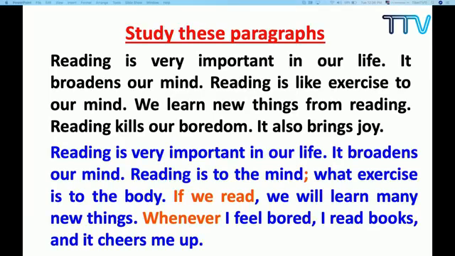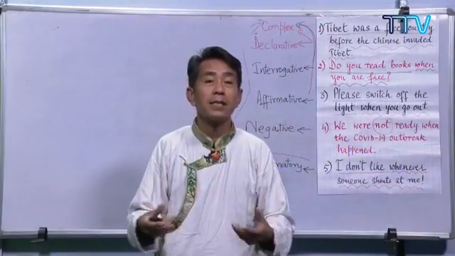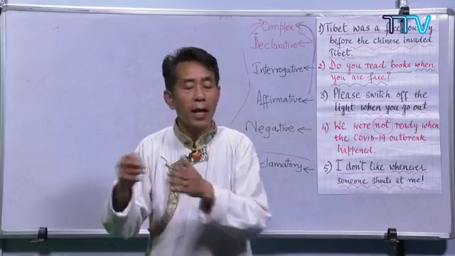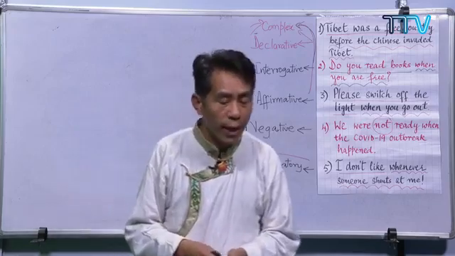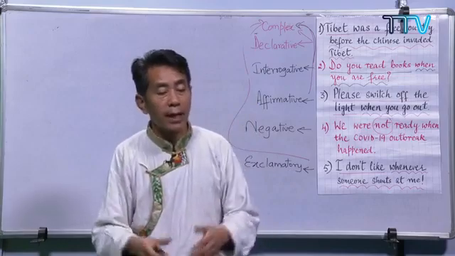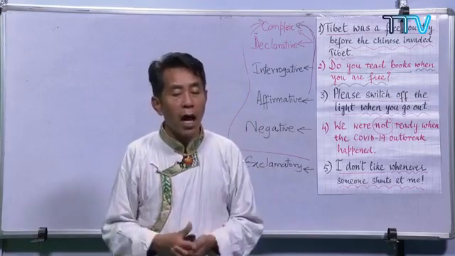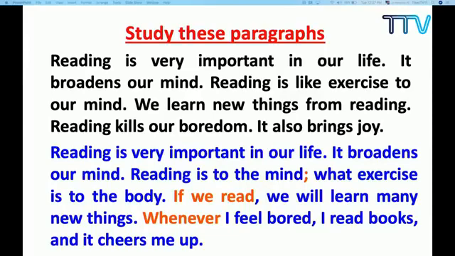Any idea? Now this type of sentence is called complex. A complex sentence is a sentence where we have one dependent clause and one independent clause. Now let us look at the last sentence: whenever I feel bored, I read books and it cheers me up.